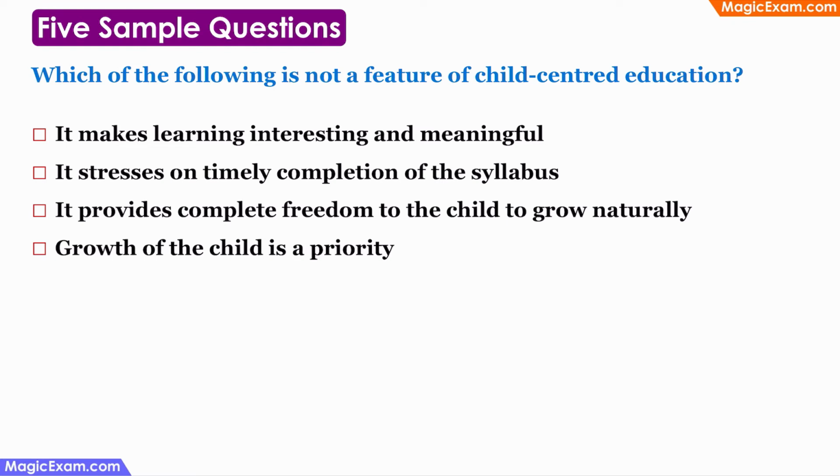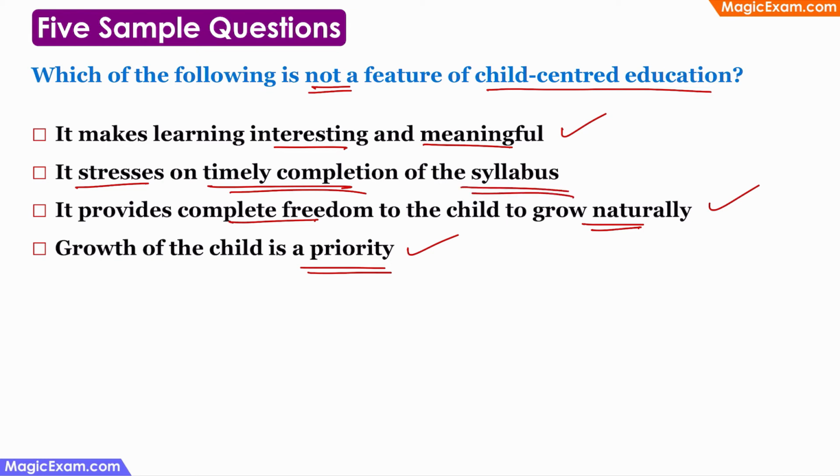Next, let us solve some sample questions from previous question papers. First question is, which of the following is not a feature of child-centered education? Now the first statement is, it makes learning interesting and meaningful. This is child-centric. It provides complete freedom to the child to grow naturally. Definitely child-centric. Growth of the child is a priority. That is, the growth of the child is the most important aspect here. This is also definitely child-centric. Now, the second statement says it stresses on the timely completion of syllabus. If you remember, we discussed the subject-centric or the syllabus-centric approach, where the importance is given to making sure that syllabus is completed within the allotted time. So this is not child-centric, it is subject-centric. Therefore, this is the answer here.